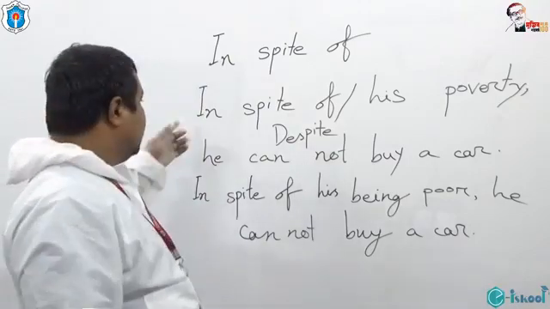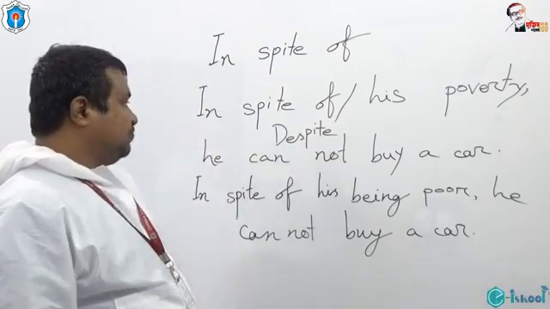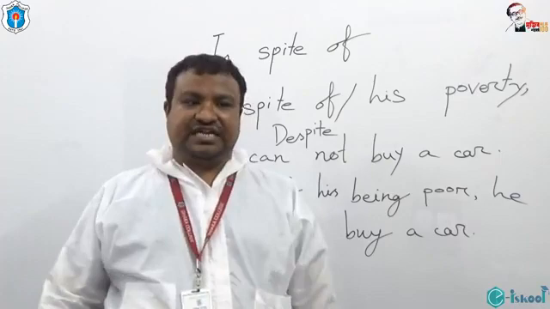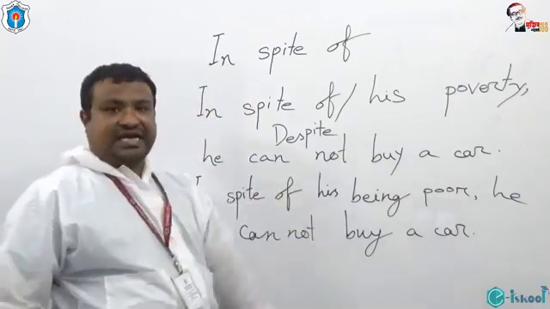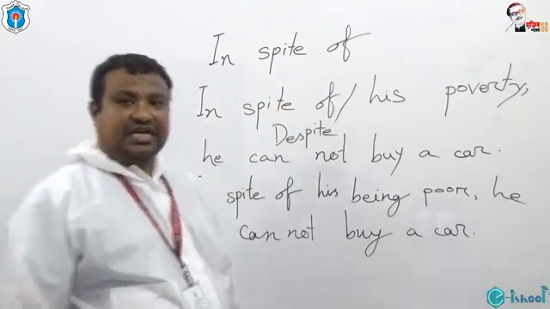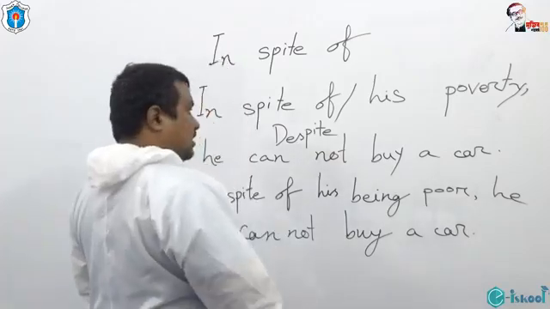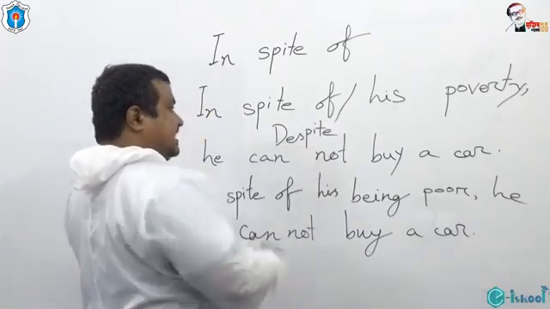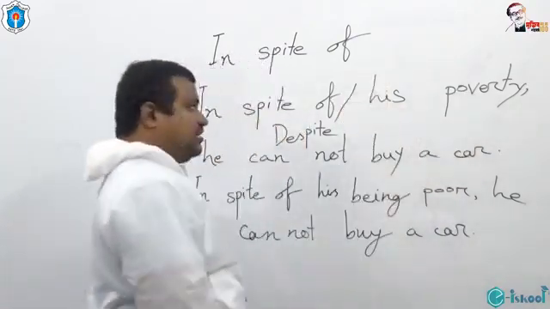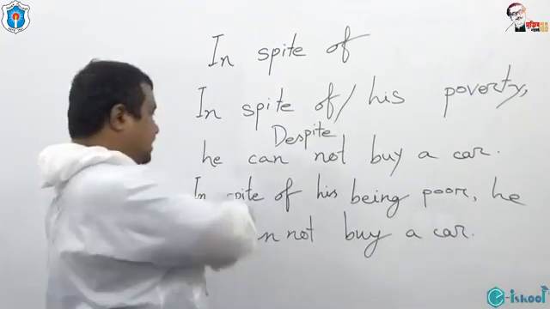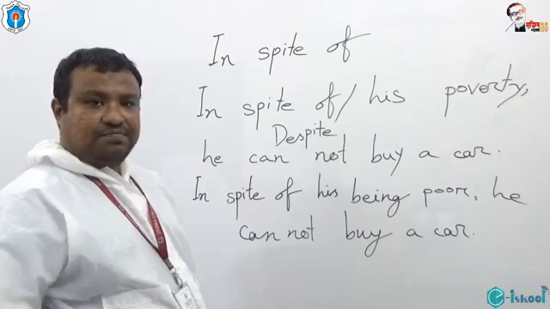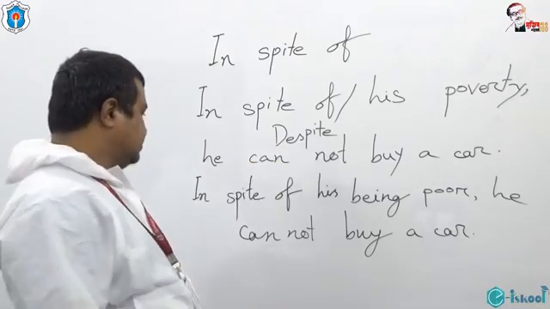So when we are using this phrase in spite of, so in spite of his poverty, he cannot buy a car. After this phrase in spite of, we are using the possessive form of the subject, that is his. Then we are using the noun, in spite of his poverty. Then we are using a whole principal clause, that is he cannot buy a car.